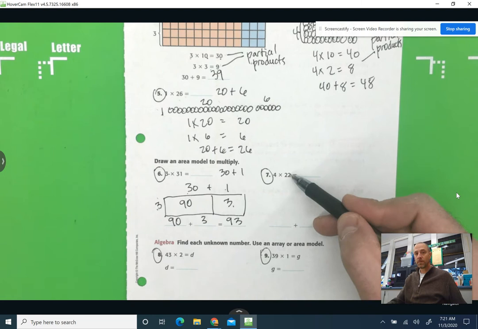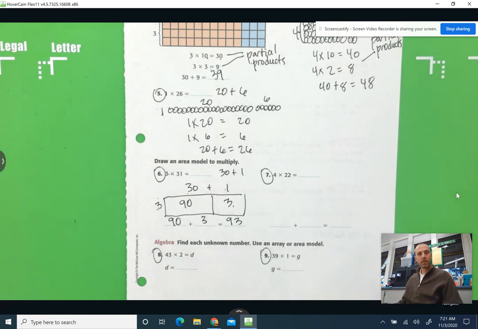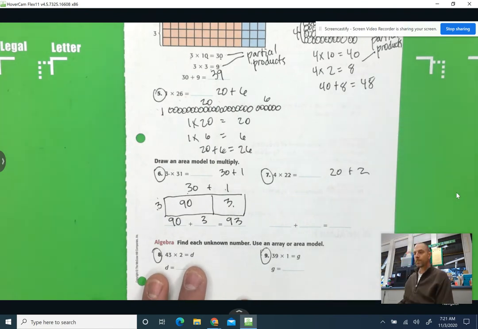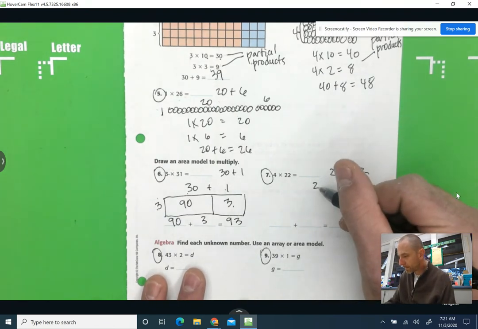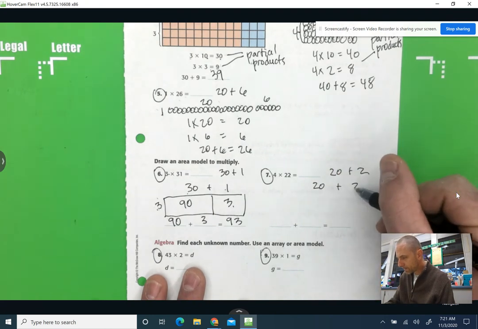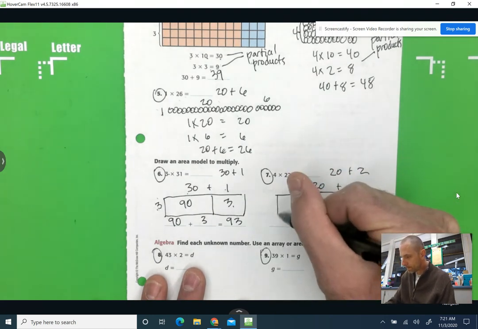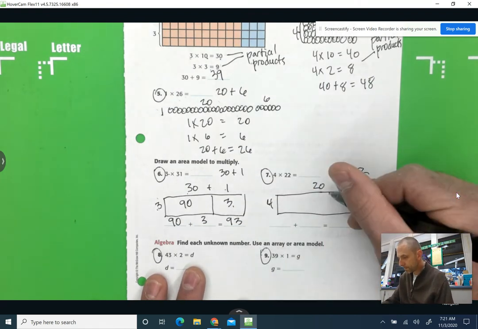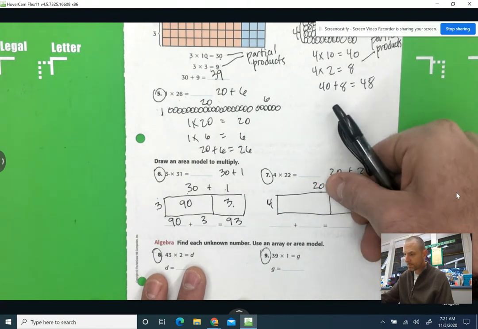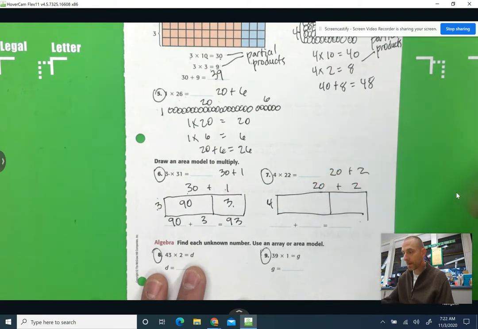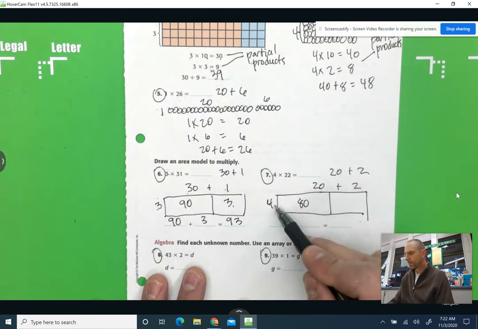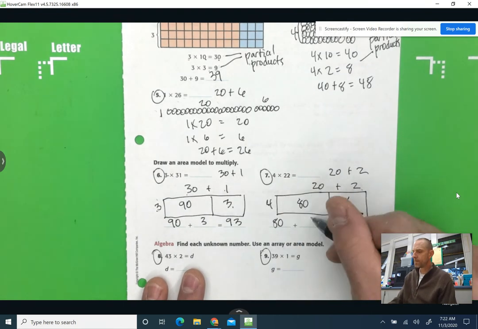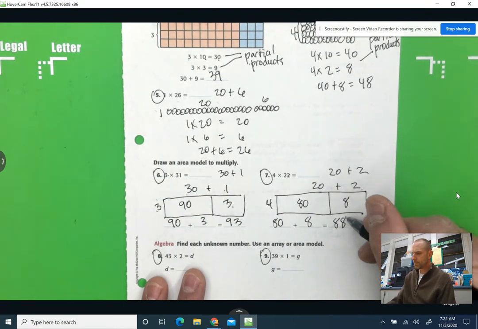All right, number 7, 4 times 22. Same thing. Let's separate out 22 into expanded form. We can draw our area model. And we've got 4 times 20. 4 times 2 is 8. It's 20. It's got a 0 in it. Got to put a 0 in your answer. 80. 4 times 2 is just 8. Then you add them up. 88.